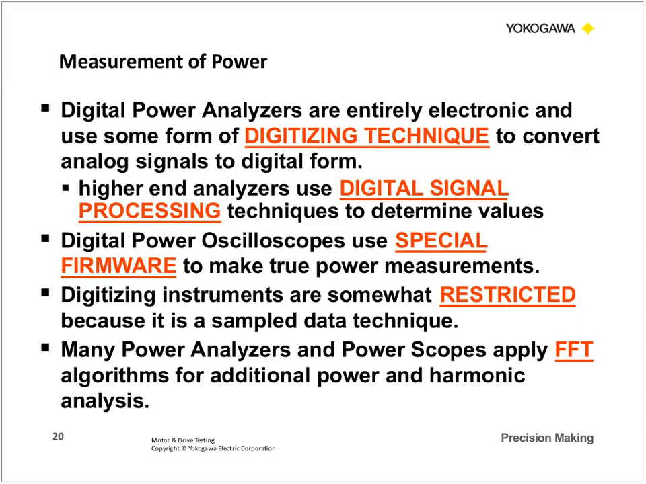Now, a lot of scopes have a power analysis function, and they're going to use special firmware to make these true power measurements. But when we digitize a signal, you have to remember it's somewhat restricted because it is sampled data. So we're taking samples, and it is a digitized or sampled measurement technique. A lot of our power analyzers and power scopes use an FFT algorithm so we can do harmonic analysis and some of the other power analysis functions.